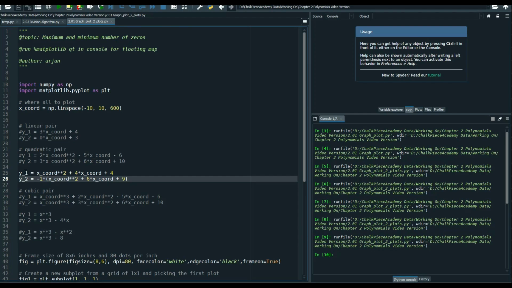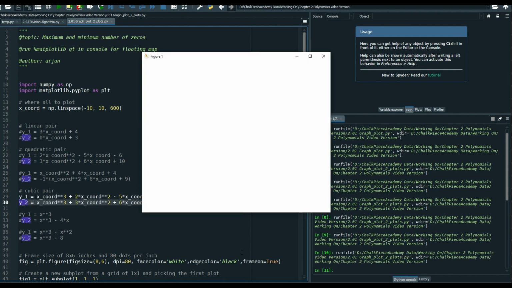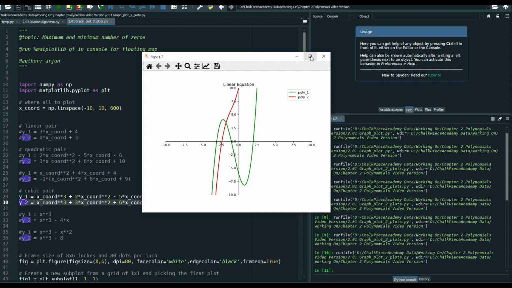Again, this is a must to know. You have this in your syllabus: counting the number of zeros and knowing the possible number of zeros. So it's part of your syllabus. Here it's very clear.